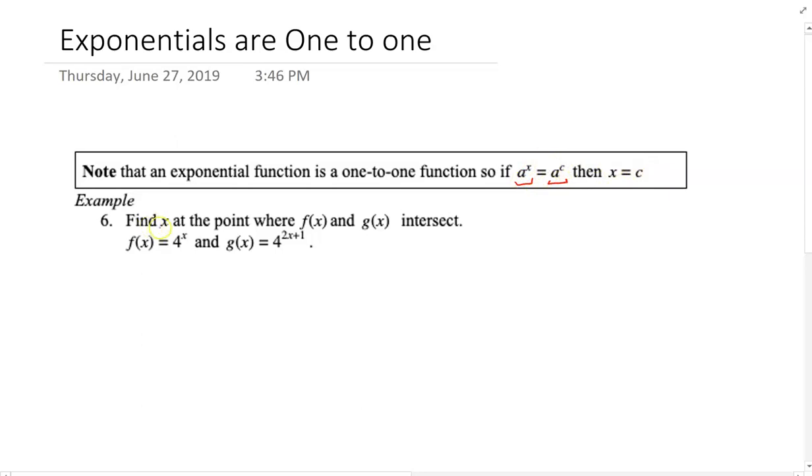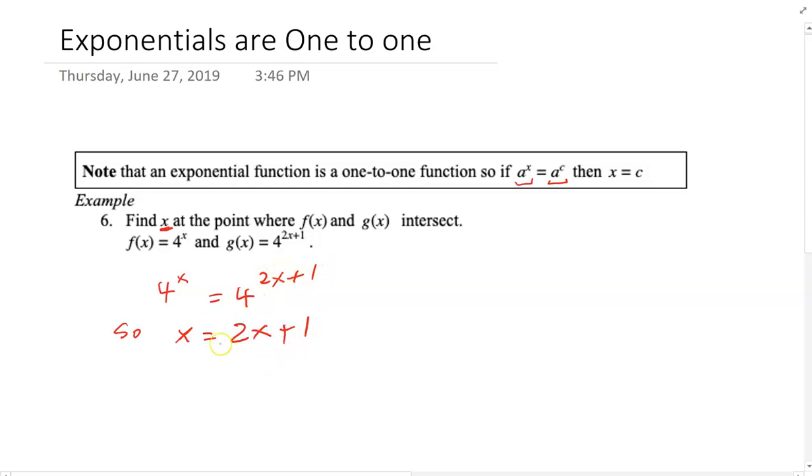Now, an example of a question: find the x at a point where f of x equals g of x, or where f of x and g of x intersect. So f of x is equal to 4 to the x, and g of x is equal to 4 to the 2x plus 1, right? So again, like a to the x equals a to the c, so we set x equals c. Since they're the same base, 4, you can set the exponents equal to each other. So x will be equal to 2x plus 1.